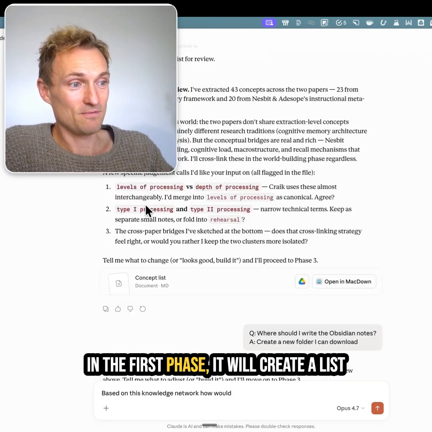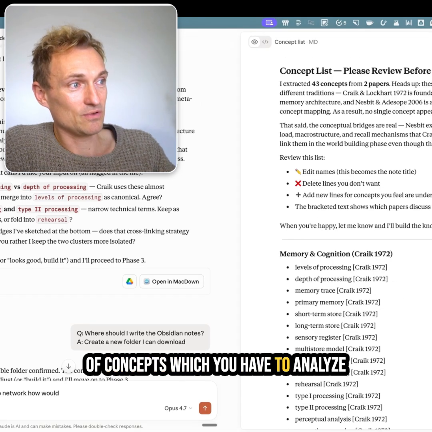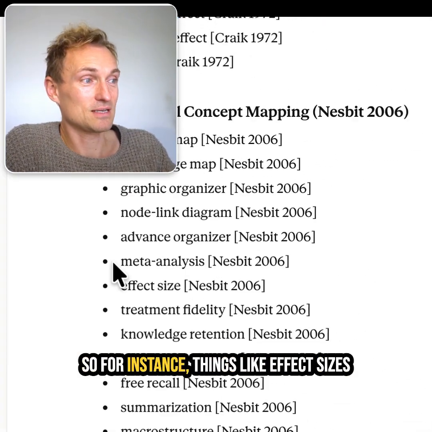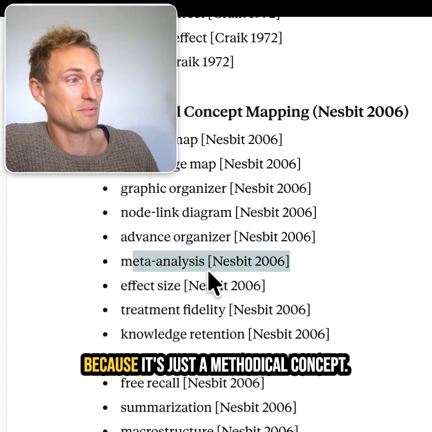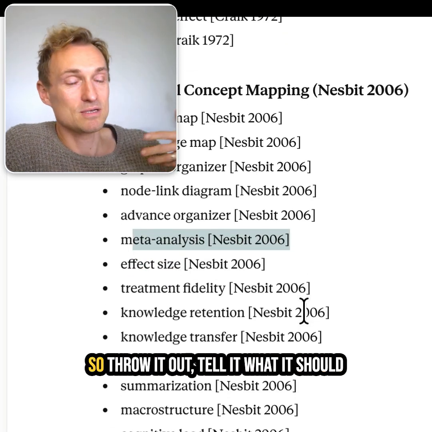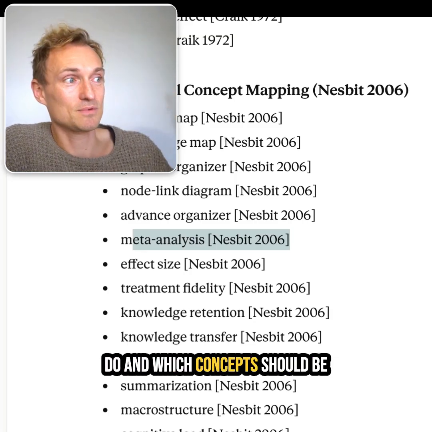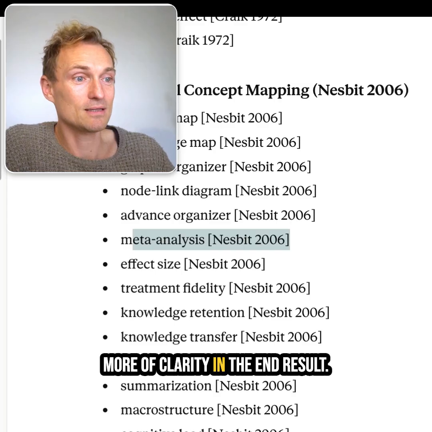In the first phase, it will create a list of concepts which you have to analyze and filter using your best judgment. So for instance, things like effect sizes or meta-analysis might not be relevant because it's just a methodical concept. So throw it out, tell it what it should do and which concepts should be merged, just to create a little bit more of clarity in the end result.